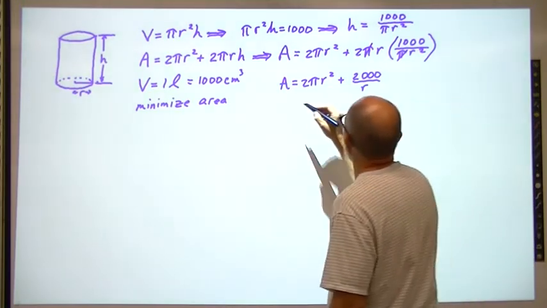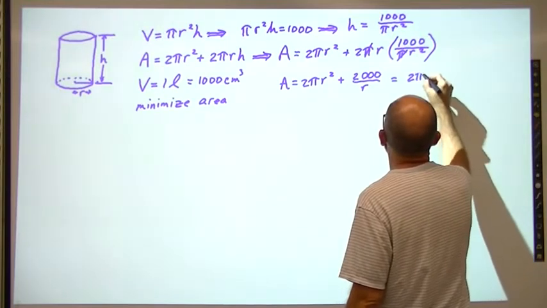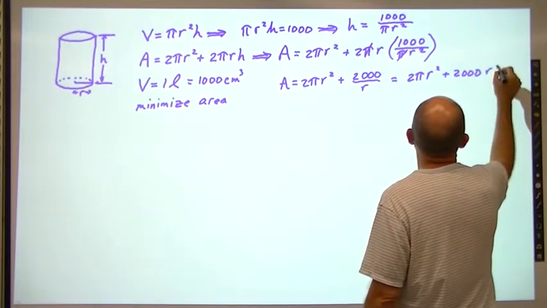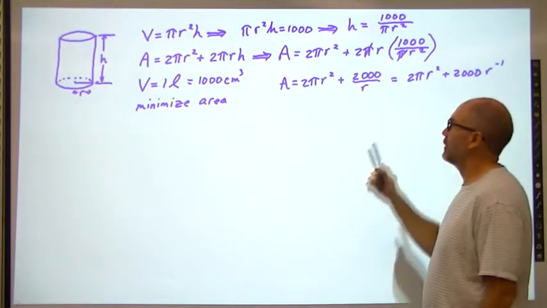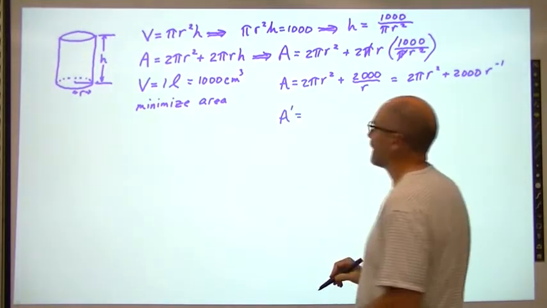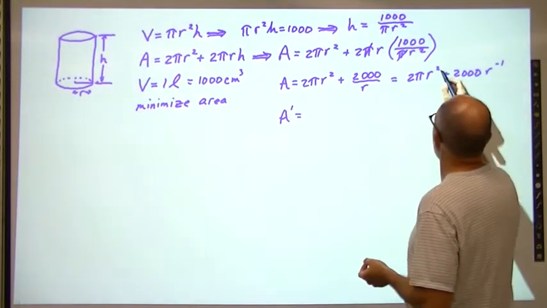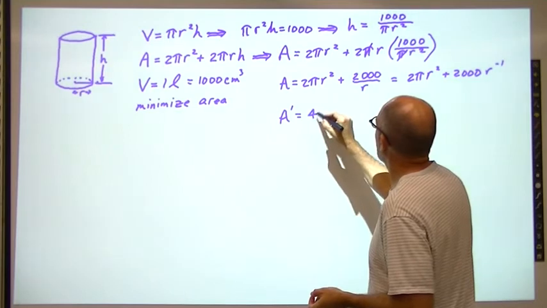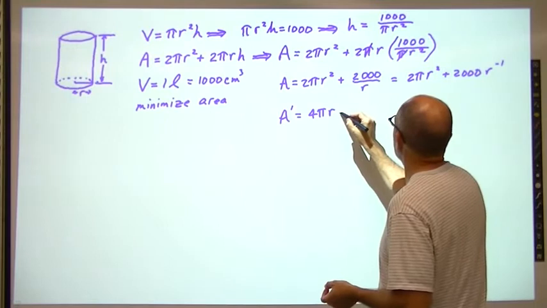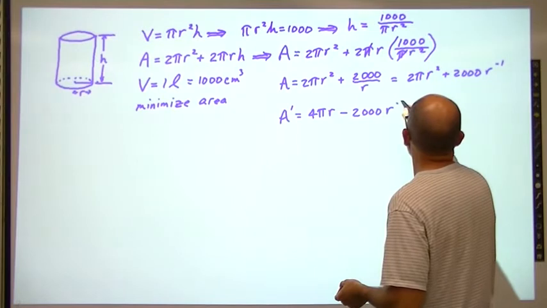Or the other way we would write this is, let's just write like this, 2 pi r squared plus 2,000 r to the negative 1. Okay, now let's take the derivative of area with respect to radius, with respect to one variable. All right, remember, 2 pi, that's just a constant. So we bring the 2 down and we have 4 pi r. And then this is going to be minus 2,000 r to the negative 2.